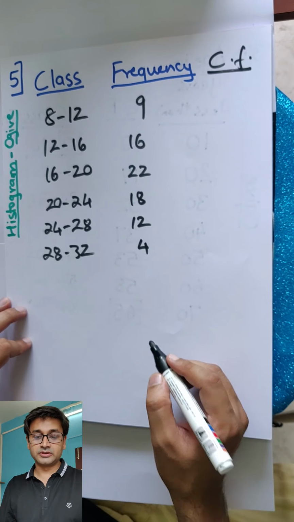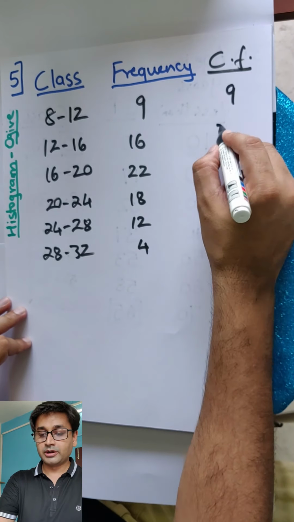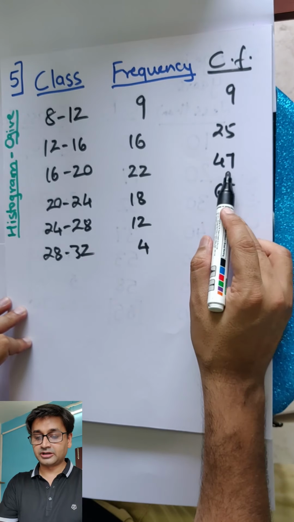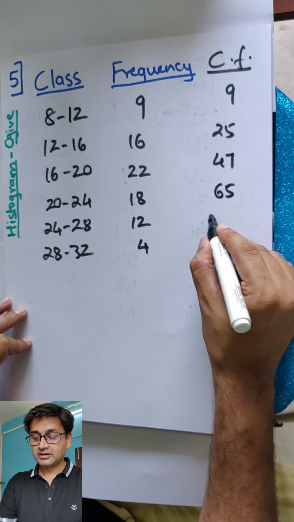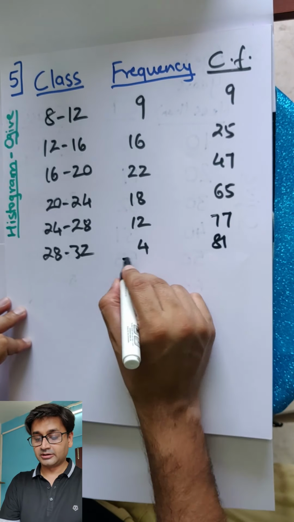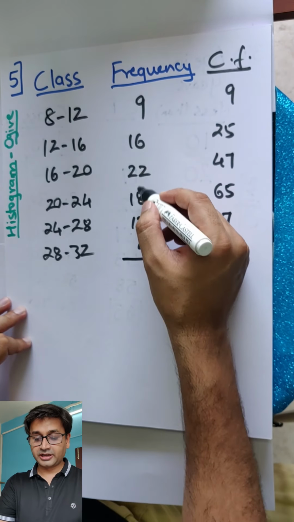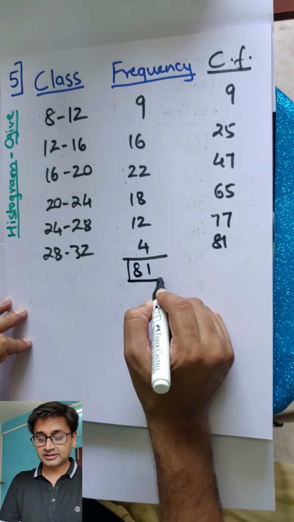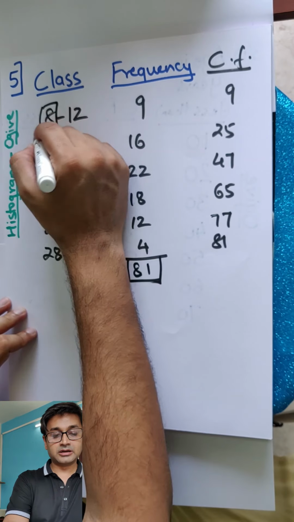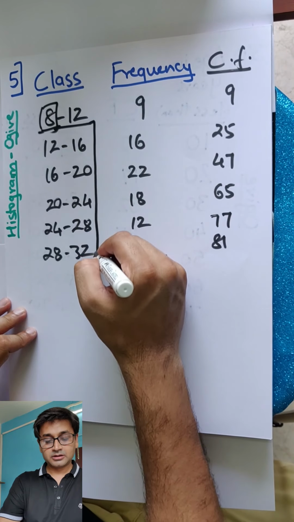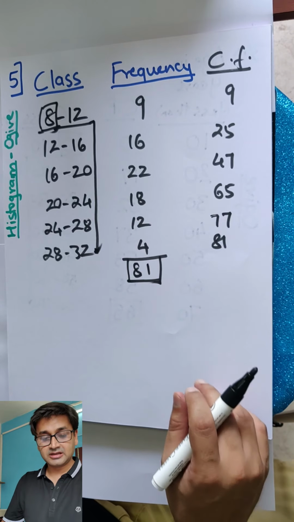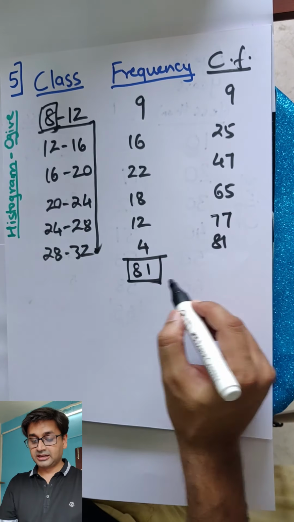The cumulative frequency. So let's generate 9, 25, 47, 65, 77 and 81. Let me check. 9 plus 16 is 25, 47, 65, 77, 81. So that's correct, so we are all right. The reverse L. If you do multiple sums, obviously you will remember everything. Let's graph this, guys. So reverse L, calibration 81.